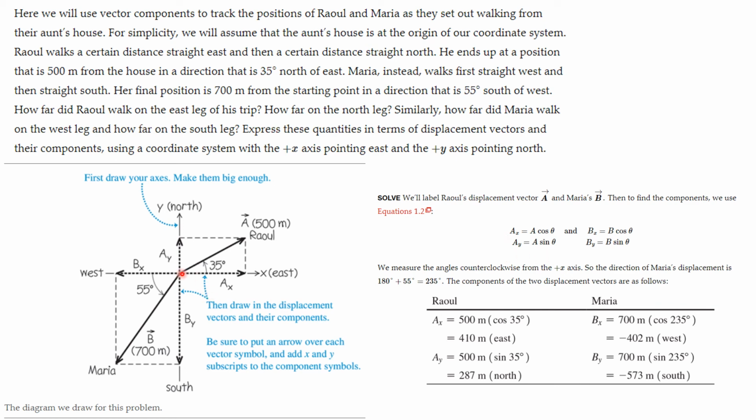And we have another person named Maria going down here. Now notice that Maria is going 55 degrees in this quadrant, so this is negative, and this is negative. So you see I can use my trigonometry to calculate for Raoul how far did he go in the x direction, and how far did he go in the y direction, and similarly for Maria. Notice that Maria, though, these are vector quantities, so Maria is negative in both directions.